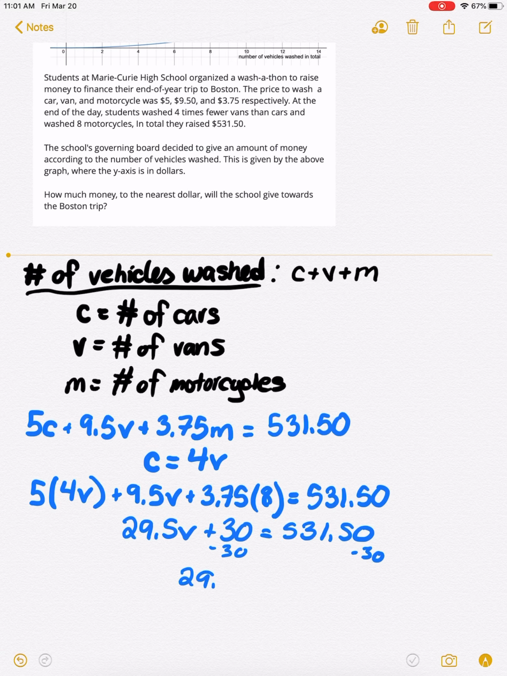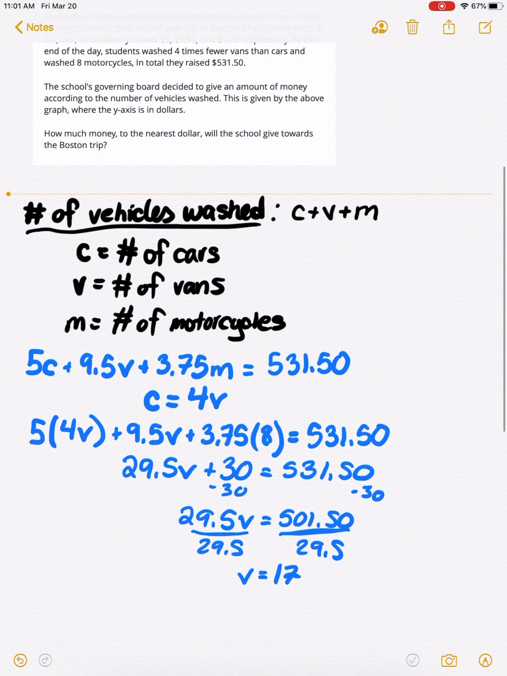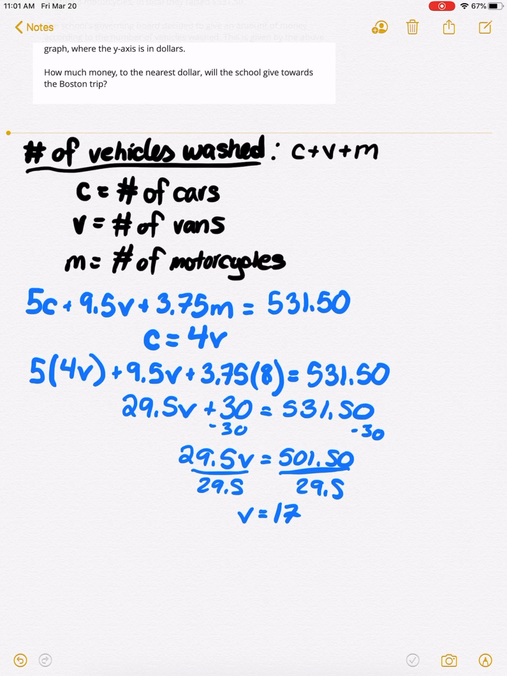You get 29.5V is equal to 501.50. Divide that by 29.5, you get that V is equal to 17. Great, so we know the number of vans. Let's use that to find the number of cars. It's probably easiest to use the second equation. C is equal to 4V. So C is equal to 4 times 17, which is going to be 68.